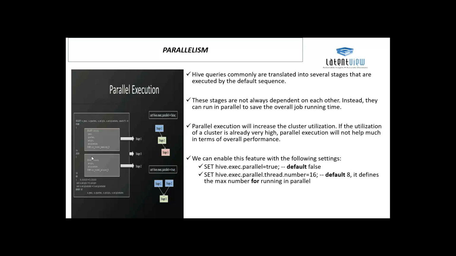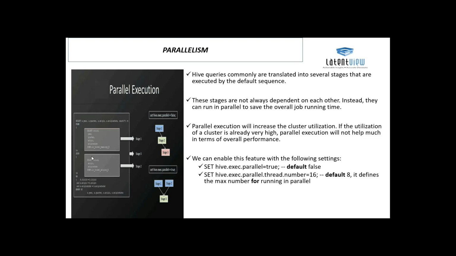In order to avoid this, we can set a parameter: set hive.execution.parallel equal to true. If you do that, what happens in the background is Hive will internally understand that the block stage 1 and the block stage 2 are independent of each other, so let's run them in parallel. Stage 1 and stage 2, without waiting for each other to complete, will run in parallel. And finally, the join condition will run as stage 3.